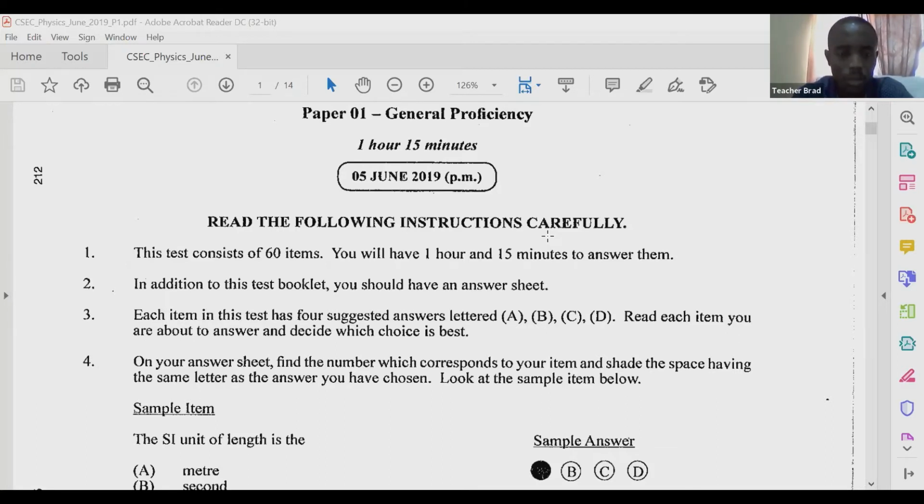In this video, we're going to be going through a CSEC past paper, paper 1 solution. This past paper, as you can see, is the June 2019 past paper, paper 1. It consists of 60 questions. As usual, as you can see, those are the instructions, but we're just going to get straight into the questions.